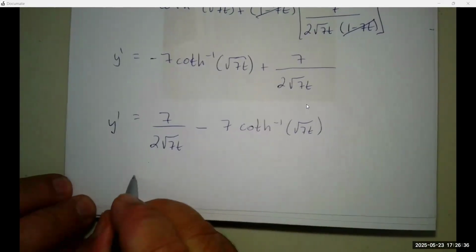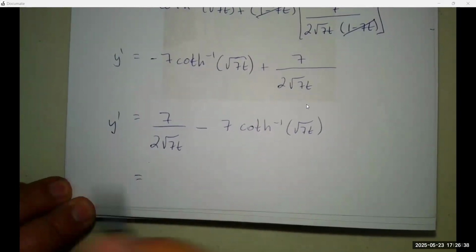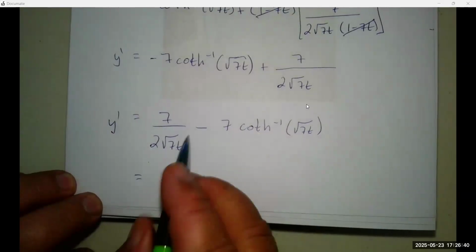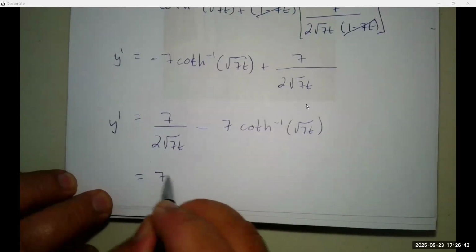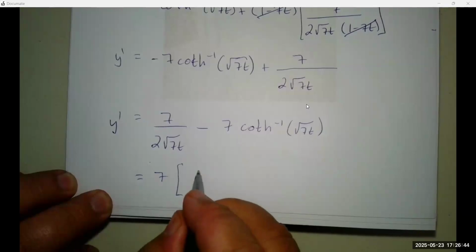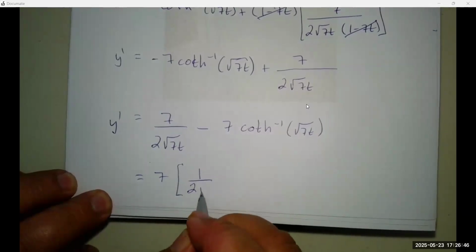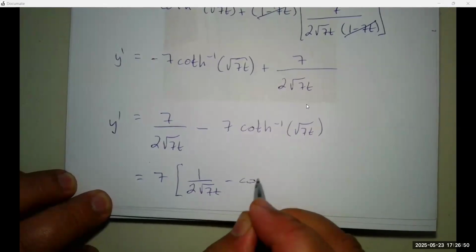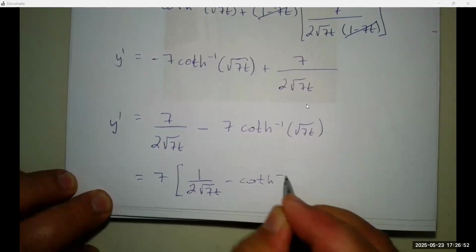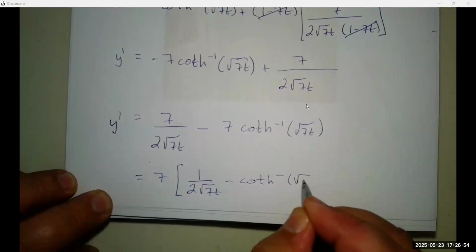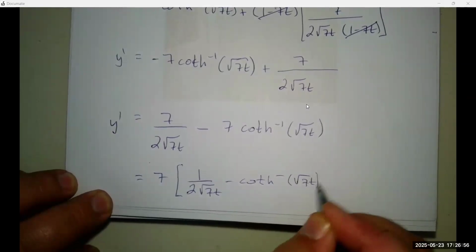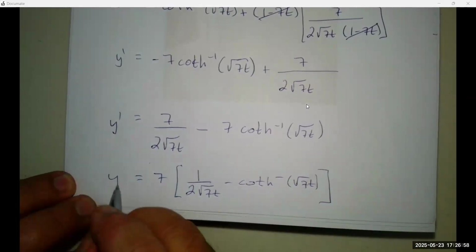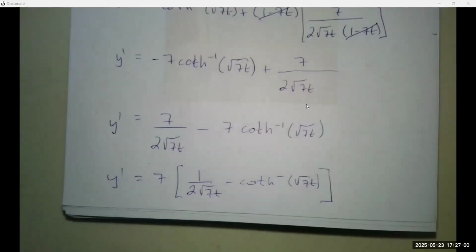And again, if you want to take like the picture you sent me, since they both have a coefficient of 7, we can factor that out. Minus inverse hyperbolic cotangent of radical 7t. And there's your first derivative of that hyperbolic function.